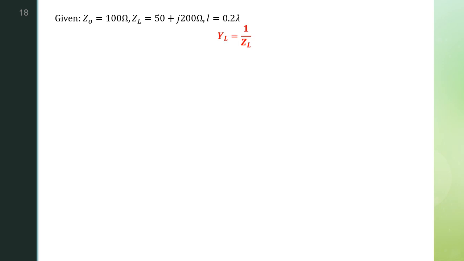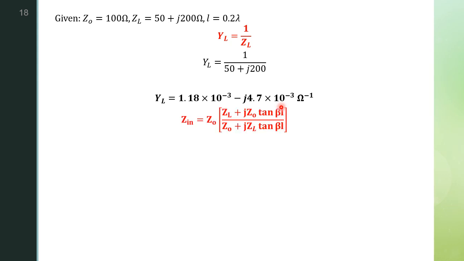Now we are going to calculate the load admittance, which is a reciprocal of load impedance. So load admittance YL can be written as 1 by ZL. On substituting ZL equal to 50 plus j200, you will get it as 1 by 50 plus j200, which is 1.18 into 10 raised to minus 3 minus j4.7 into 10 raised to minus 3 Siemens, or mho, or ohm inverse. This is the value of load admittance.